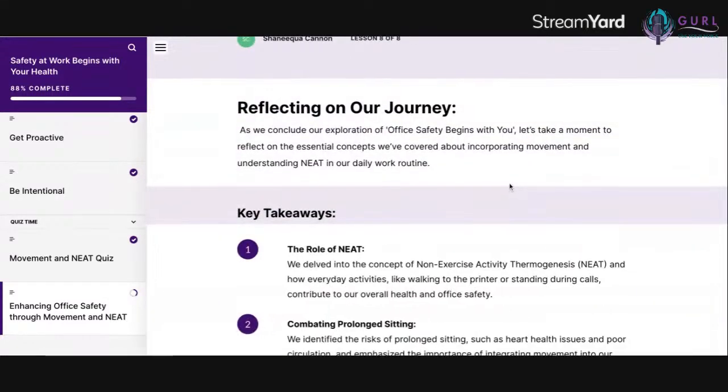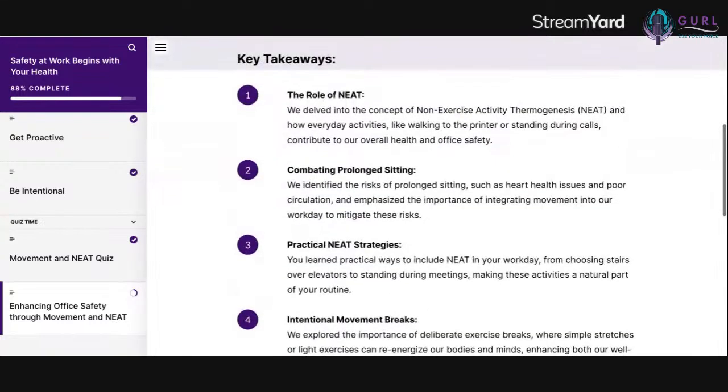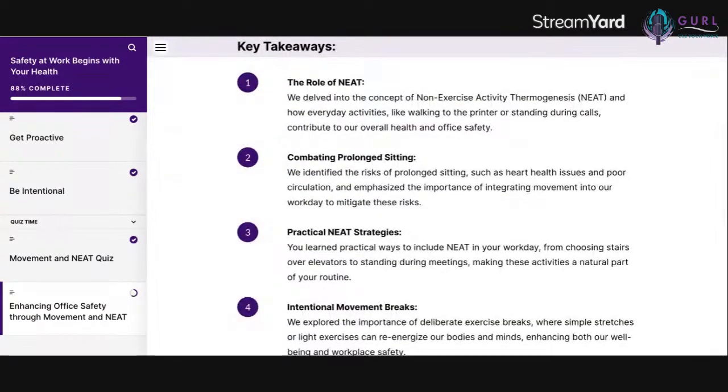So let's reflect on our journey. As we conclude our exploration of office safety begins with you, with your health, let's take a moment to reflect on the essential concepts we've covered about incorporating movement and understanding NEAT in our daily routine. Key takeaways, okay?